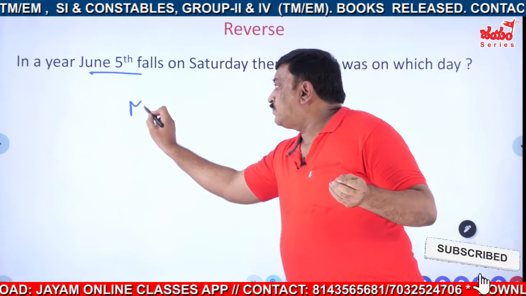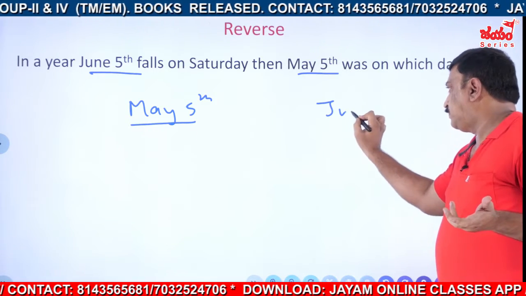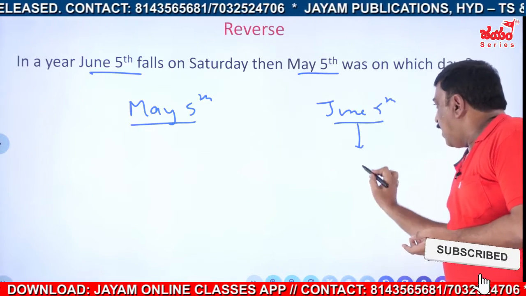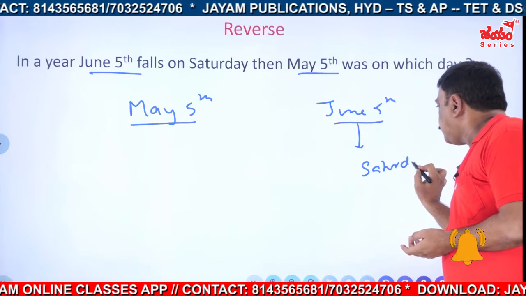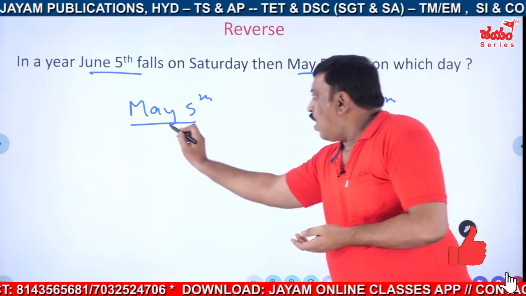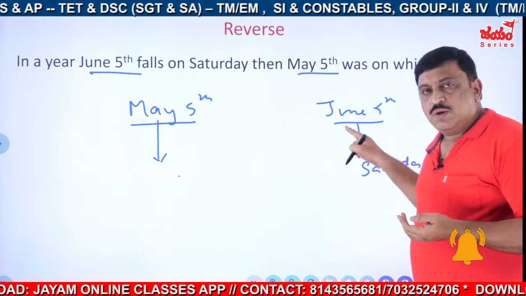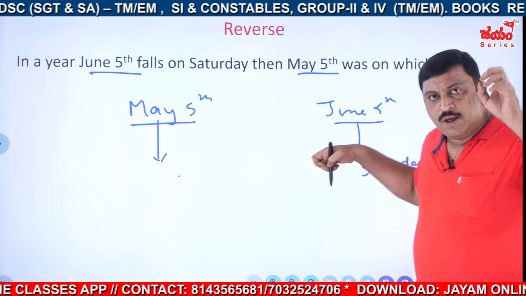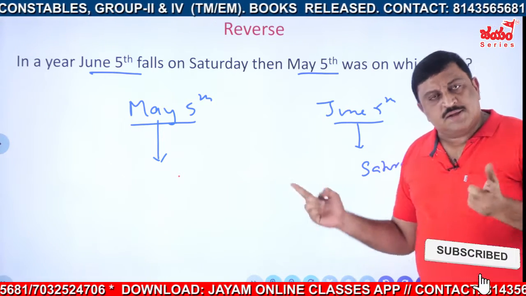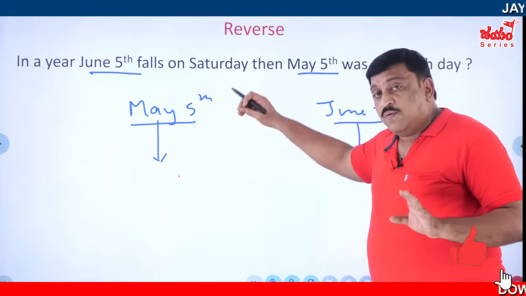May 5th comes first. Write like this. June 5th comes later. June 5th is on Saturday, already given. Now, in general, you have to find out May 5th. From May to June, the month code of May, odd days are 3. You just remove 3 from Saturday, 6 minus 3, that is 3, that is Wednesday. This is what we will generally do later.